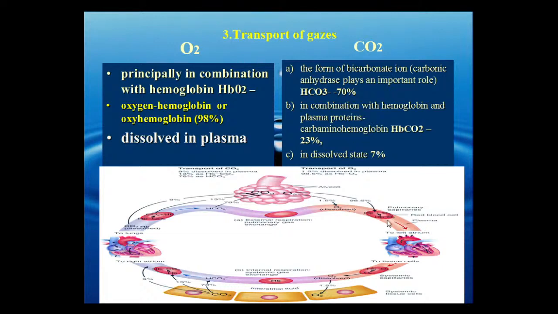Oxygen from lungs, these forms of transportation of oxygen comes to tissues, where oxygen comes to cells, and carbon dioxide, vice versa, comes from cells to blood, where carbon dioxide can create bicarbonates or associate with hemoglobin, and the last part, dissolved part, and in such forms of transportation, carbon dioxide comes to alveoli and goes out from organism.